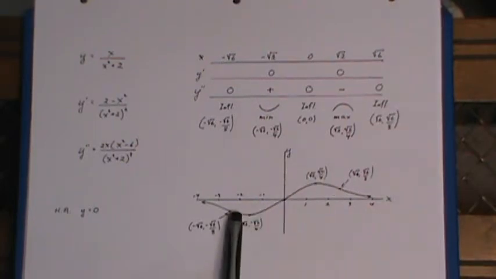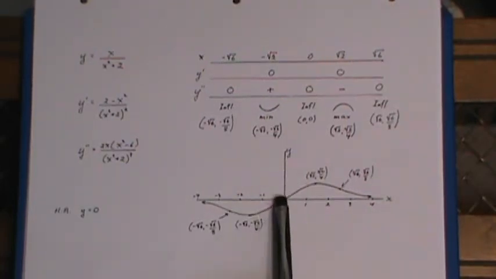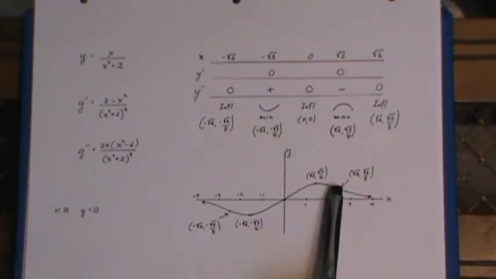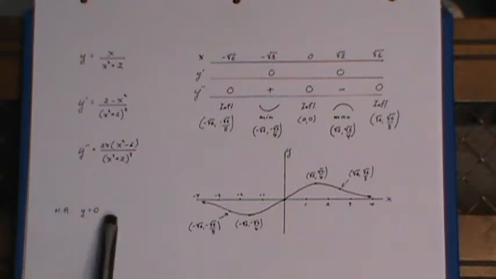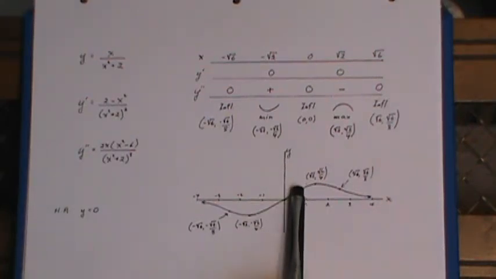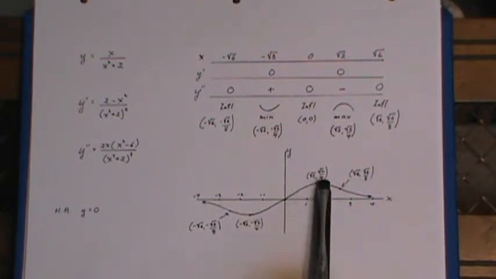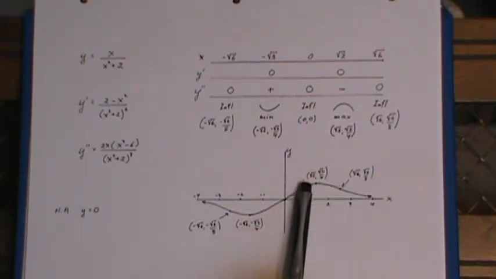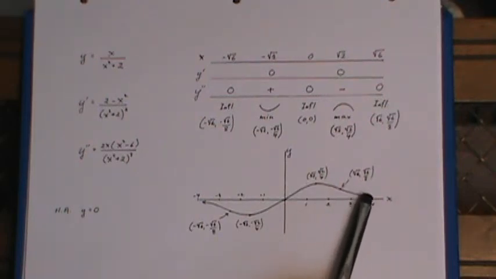You always expect to find a point of inflection between a minimum and a maximum. The other points of inflection on the outside enable us to recognize this horizontal asymptote of y equals 0. Because you see, if you're concave down here, at some point you have to change the way you're bending so that you become concave up, and the x-axis becomes an asymptote.